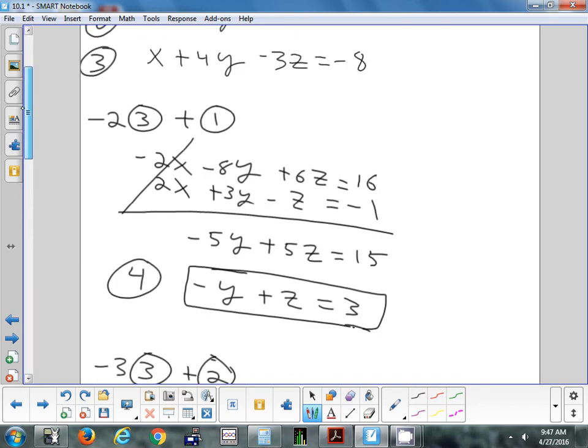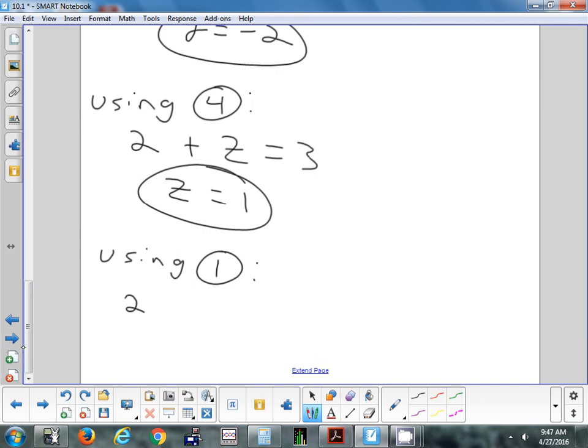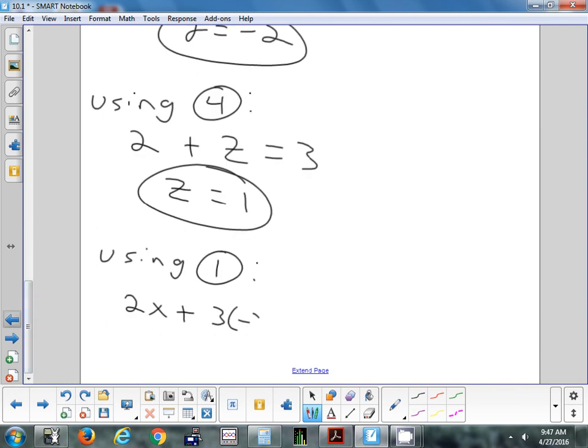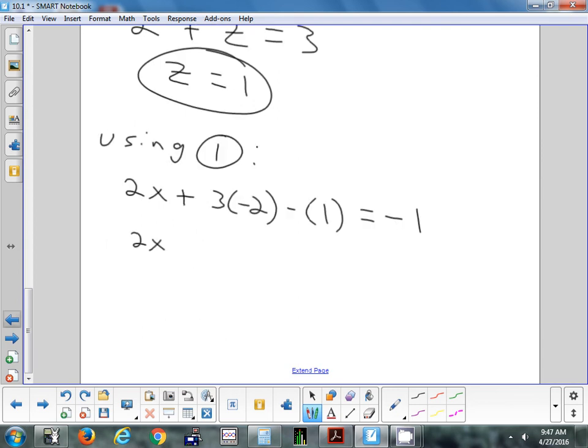Right, so using equation 1, we've got 2x plus, can somebody remind me, was it 3y? So 3 times negative 2, I'll do it in 2 steps. 3y, what was the next part? Minus z equals -1. So 2x minus 6 minus 1 equals -1. What's -6 minus 1? So 2x is going to equal 6, and x is 3.